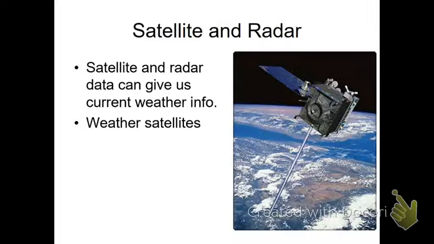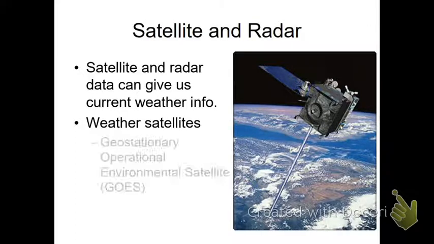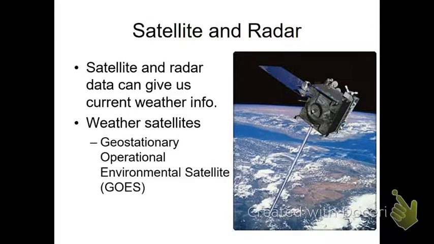We have weather satellites. They're the GOES weather satellites. GOES stands for Geostationary Operational Environmental Satellite. The picture on the right is a picture of one of the GOES weather satellites. Geostationary means that these satellites are orbiting the Earth at the same speed the Earth rotates. So it's placed above a fixed point above the Earth's surface and stays there as the Earth rotates.